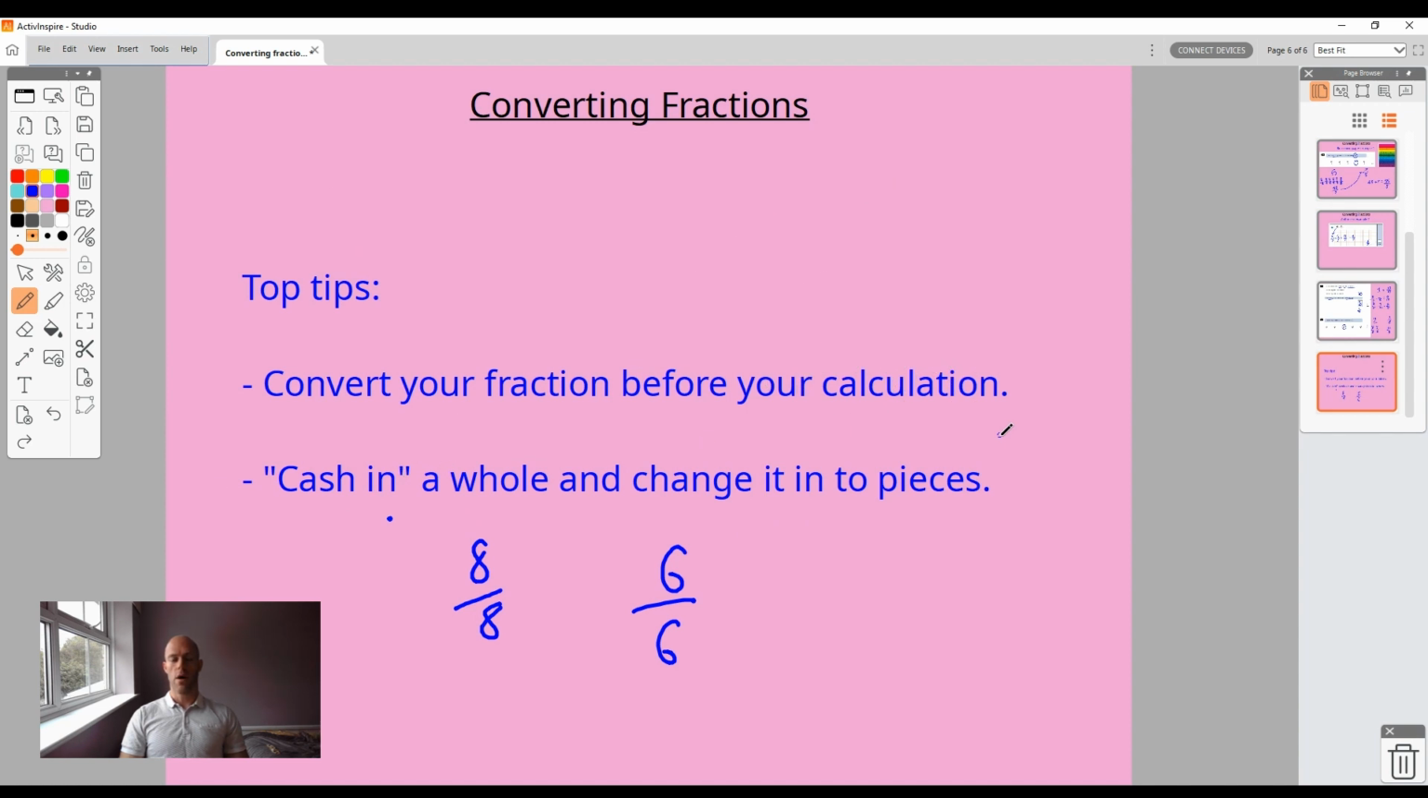Hopefully that's been helpful. We now know how to convert a mixed number into an improper fraction and later on I'll do another video from improper to mixed.